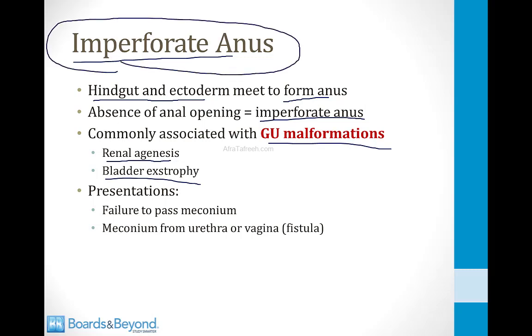And the presentation is a baby that fails to pass meconium, obviously because they do not have an opening in their anal canal, or where meconium passes through the urethra or the vagina because of a fistula. That concludes our module on gastrointestinal anatomy.